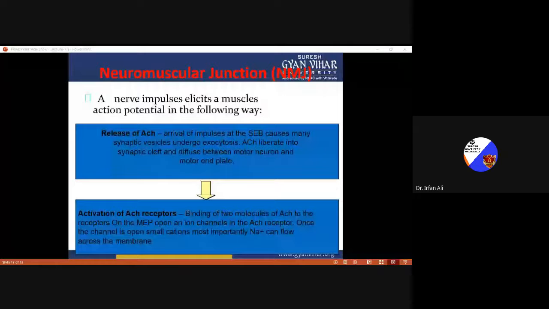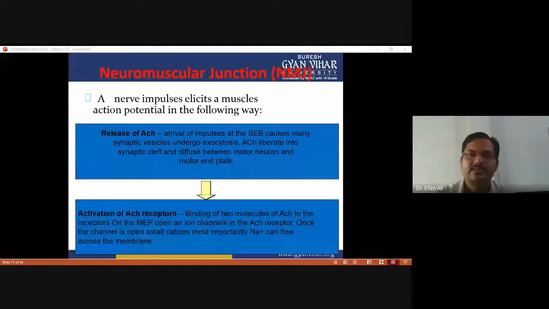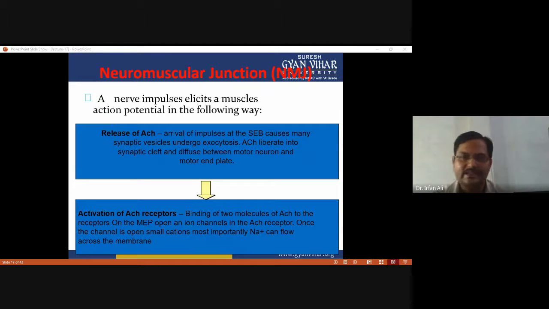So, neuromuscular junction, a nerve impulse elicits a muscle action potential in the following ways. First of all, release of acetylcholine. Arrival of the impulse at the site of the synapse causes many synaptic vesicles to undergo exocytosis, and the acetylcholine is liberated into the synaptic cleft and diffuses between the motor neuron and the motor end plate.